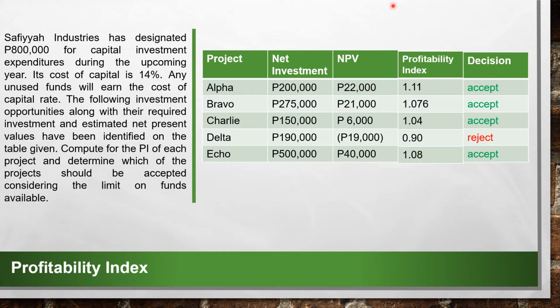But again, that is based on the quantitative number alone. But if there is qualitative information supplementing these projects, maybe there are some qualitative benefits for Bravo and Charlie, and management can consider them. Okay.